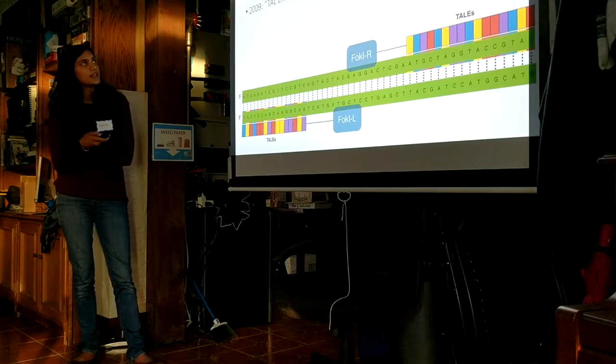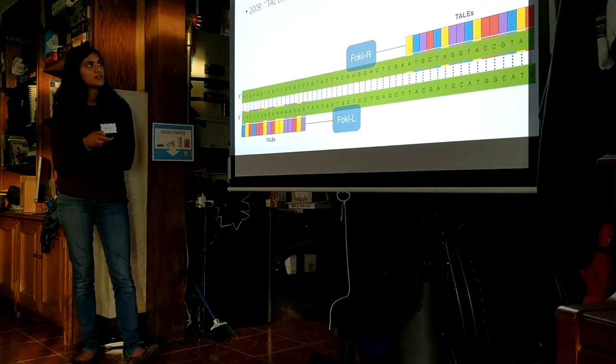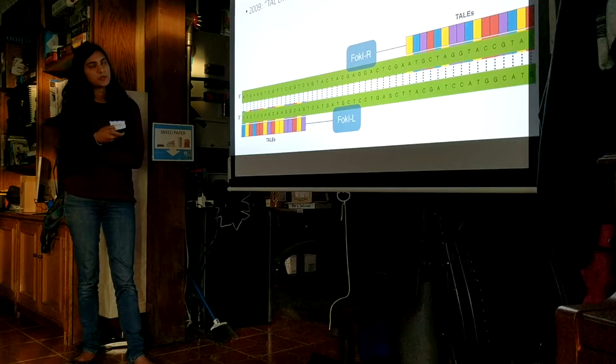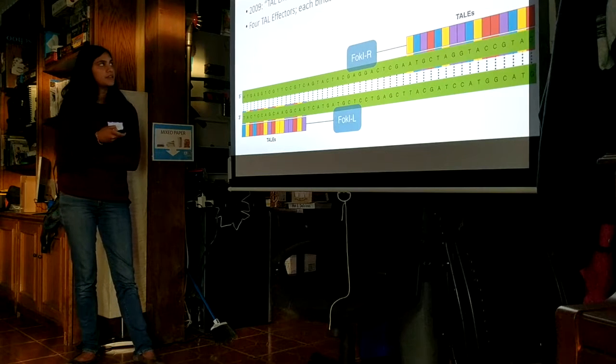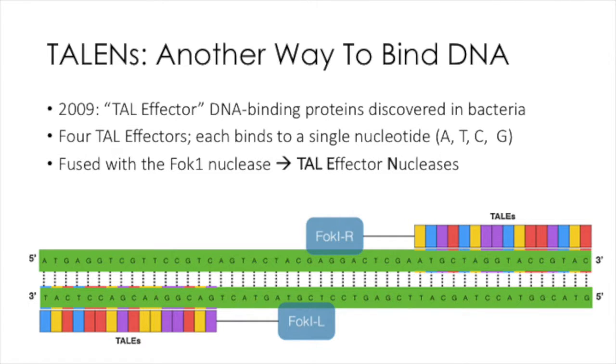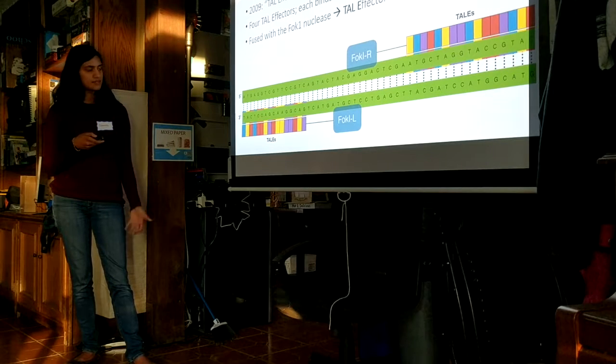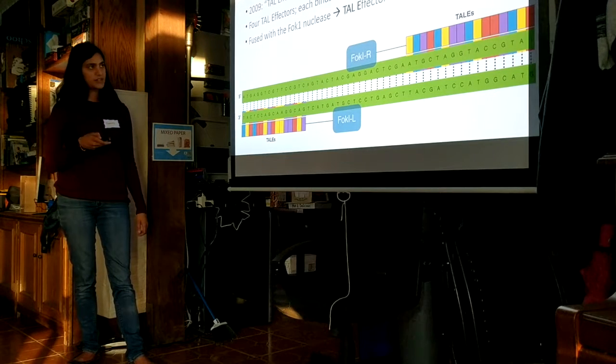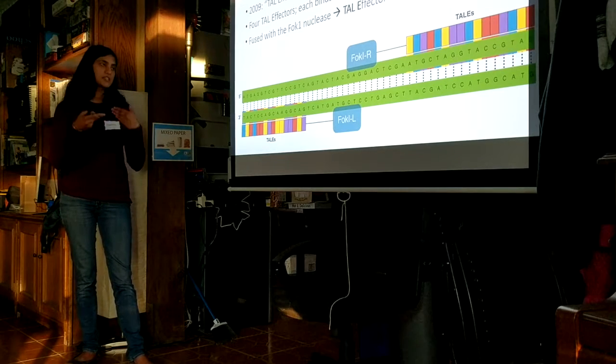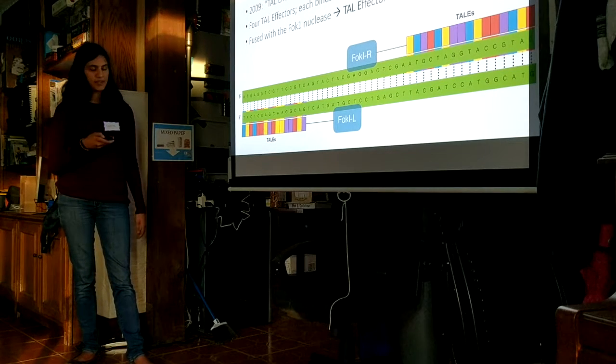So in 2009, another way of finding DNA was found. TAL effector DNA binding proteins that were discovered in bacteria. And there are four TAL effectors, and each of them, conveniently enough, binds to just one nucleotide, A, T, C, or G. So based on this, basically researchers engineered something very similar to zinc finger nucleases, but with TAL effectors in the place of the zinc fingers. But the same principle, if it dimerizes, it'll make a cut right there.